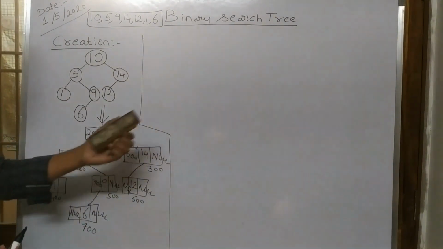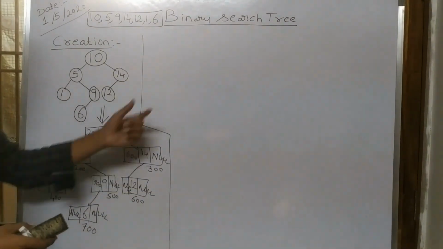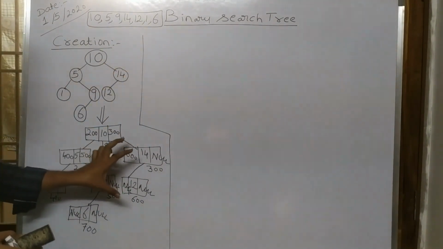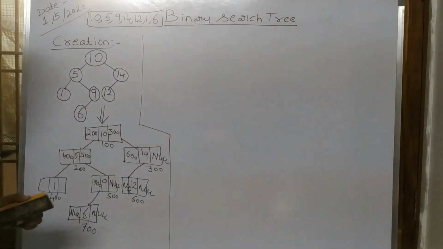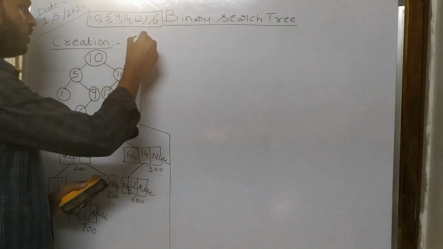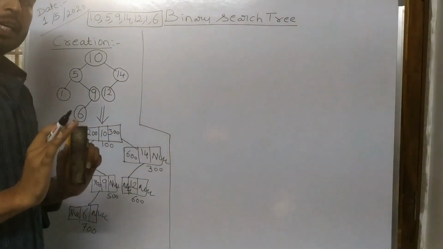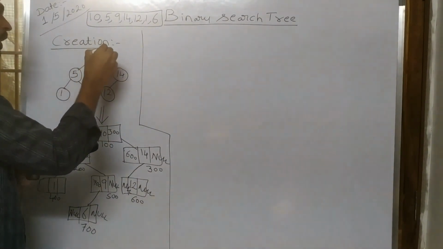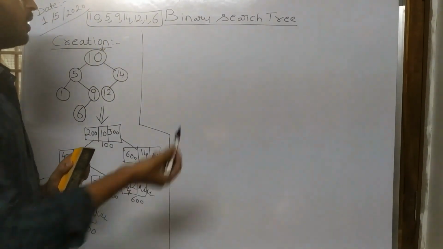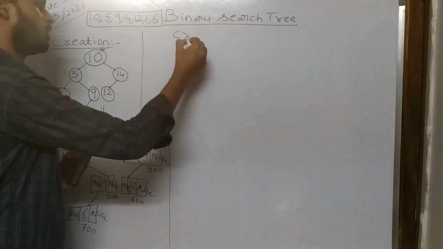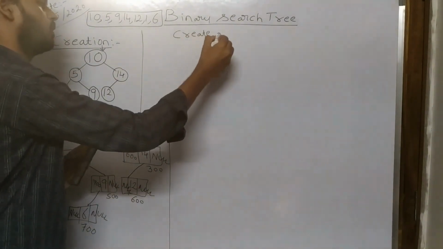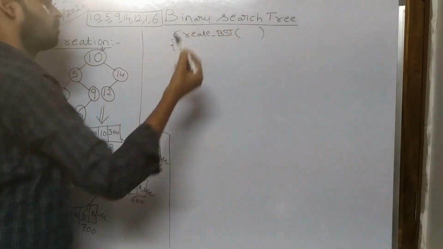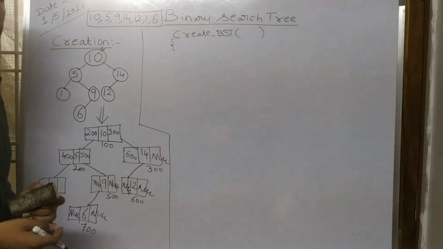Now we will write the logic to implement this binary search tree. Creation logic. Whenever I am going to create a node, first I will start from the root node. So I will just simply write the creation logic: creation of a binary search tree.